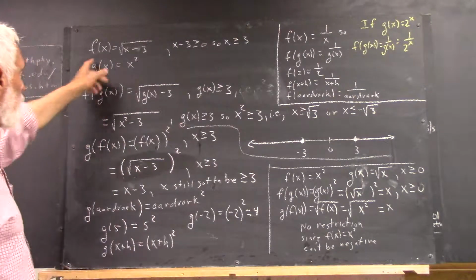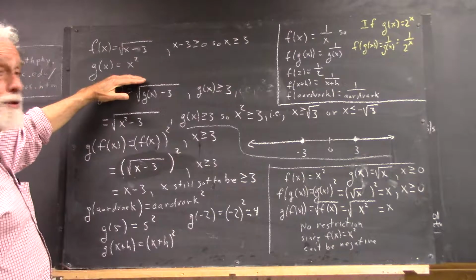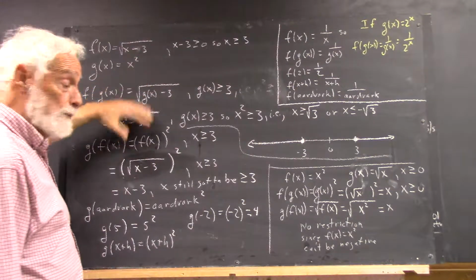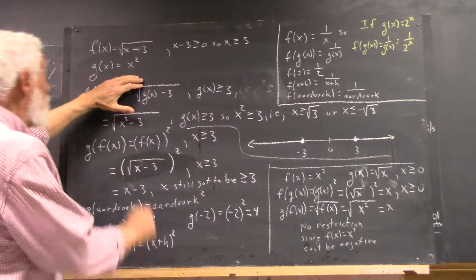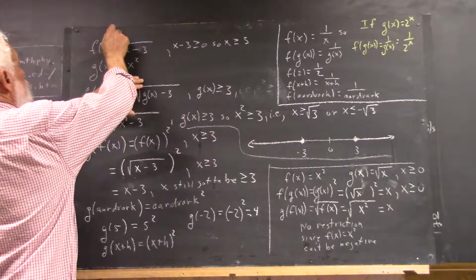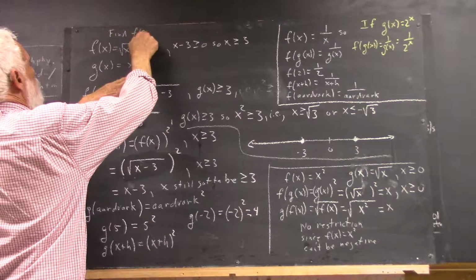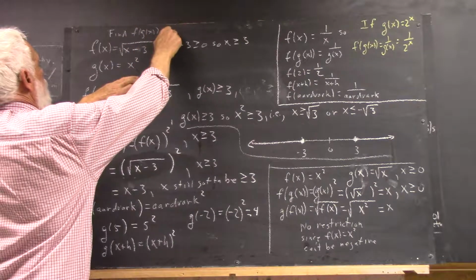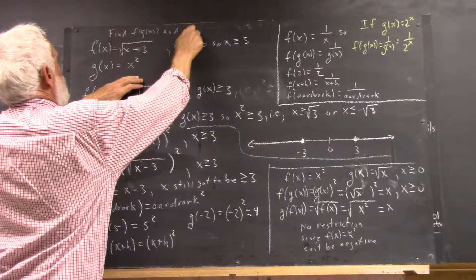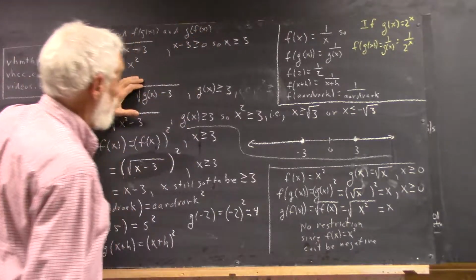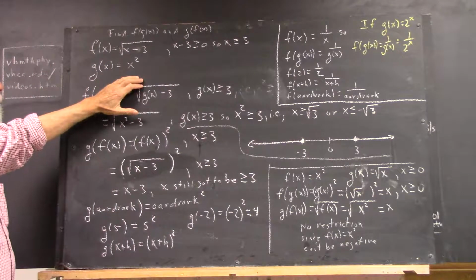So now we have f of x equals x minus 3 and g of x equals x squared. Now work ahead of me a little bit. Don't look at the board, but just tell me, we want to find f of g of x and g of f of x. That's what we're trying to do. So see if you can do that.